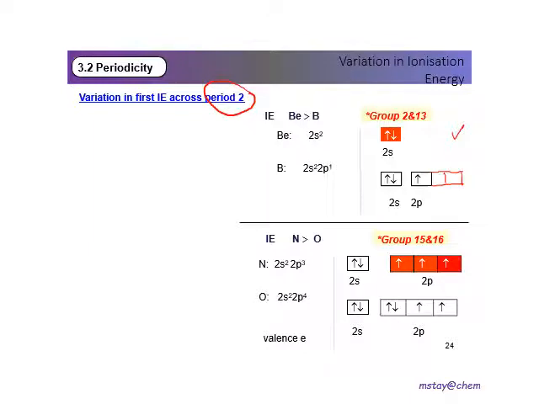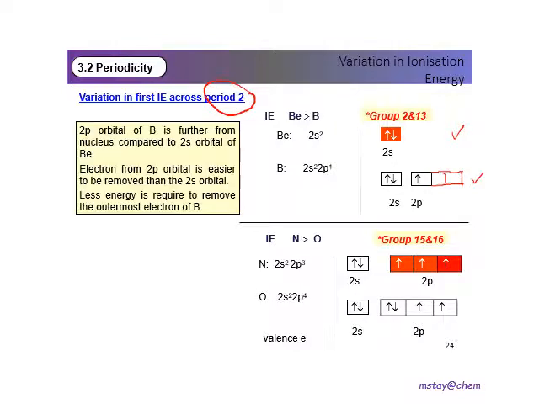Okay, so when we look at this, what is the explanation given? We say that the 2p orbital of boron is further out compared to the 2s orbital. So that's why less energy is required to remove the outermost electron of boron.